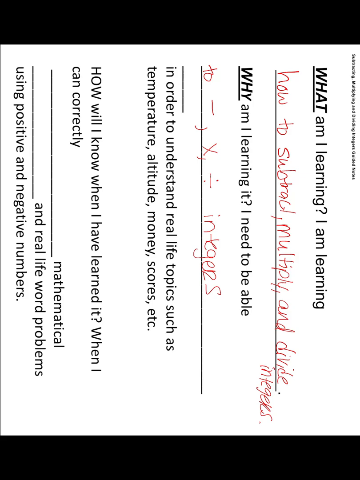How will I know when I have learned it? When I can correctly solve mathematical equations and real-life word problems using positive and negative numbers. If you need to stop this at any time to fill in the blank, just pause it and then hit play again and I'll keep going.